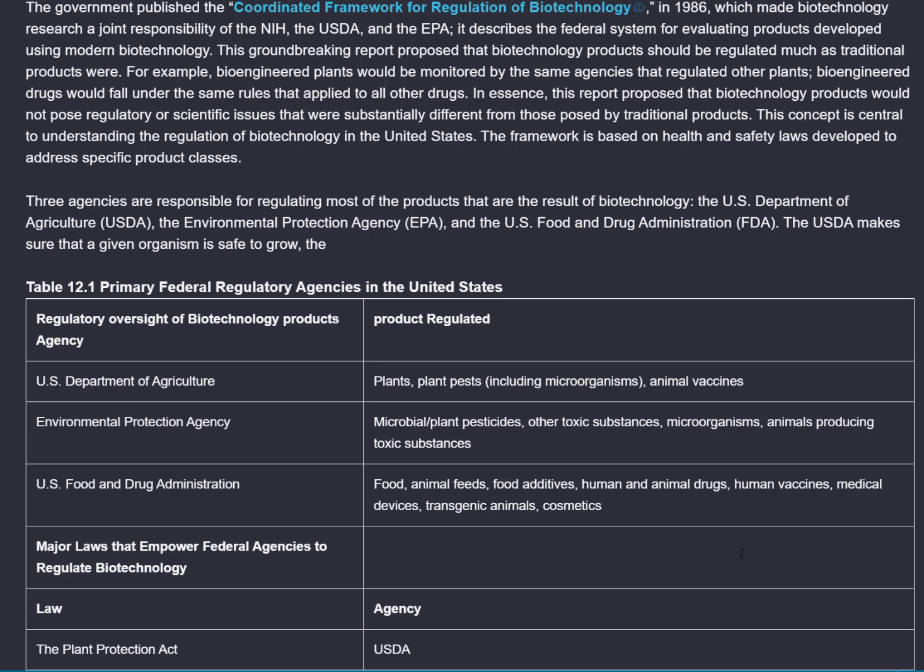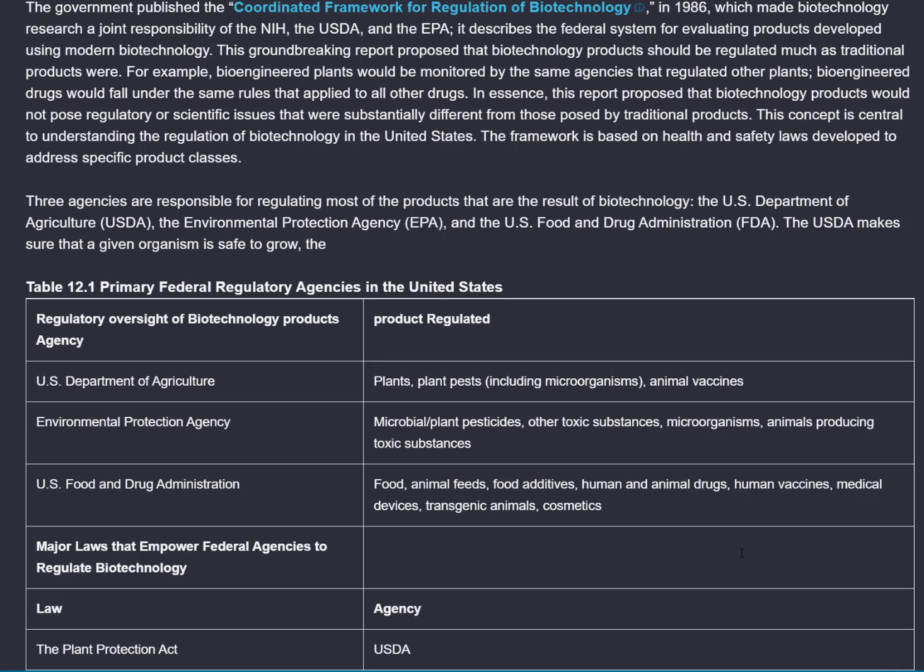This groundbreaking report proposed that biotechnology products should be regulated much as traditional products were. For example, bioengineered plants would be monitored by the same agencies that regulated other plants. Bioengineered drugs would fall under the same rules that applied to all other drugs. In essence, this report proposed that biotechnology products would not pose regulatory or scientific issues that were substantially different from those posed by traditional products. This concept is central to understanding the regulation of biotechnology in the United States.